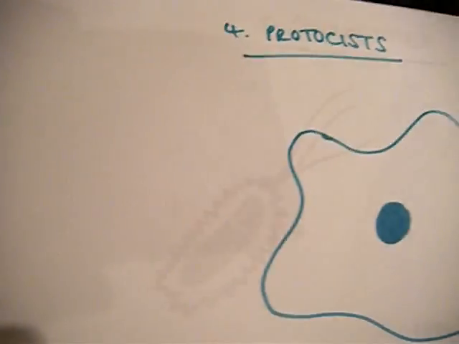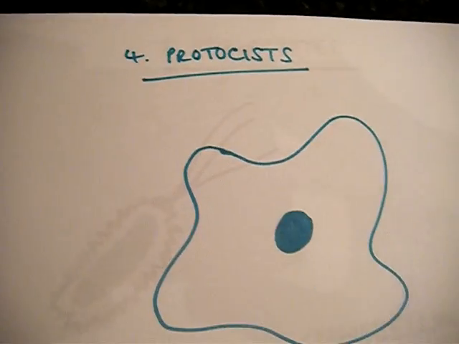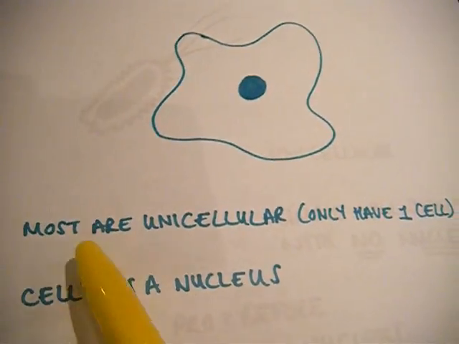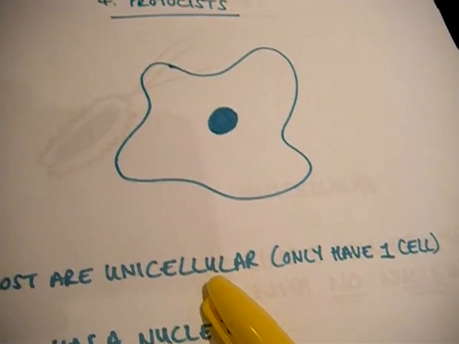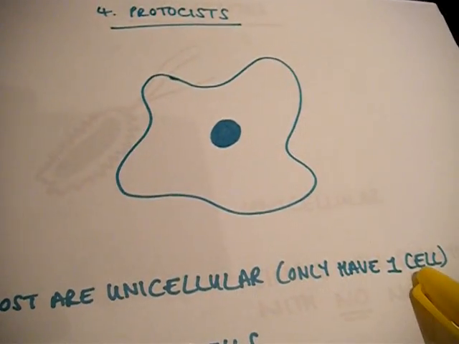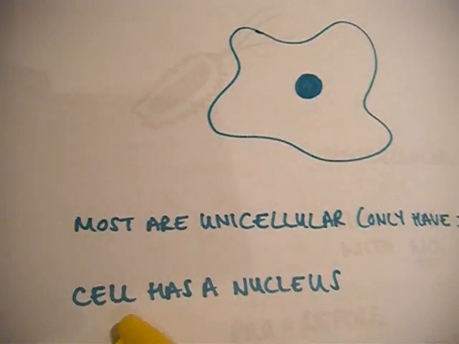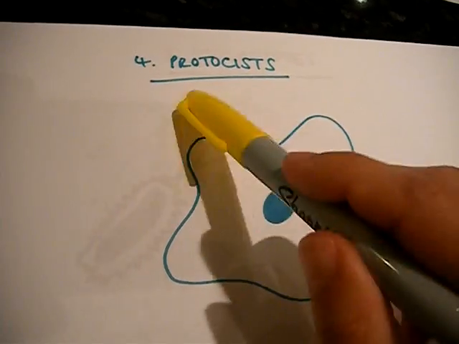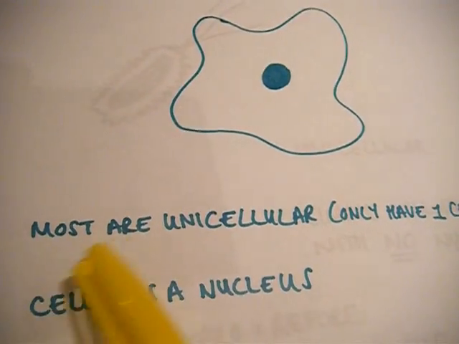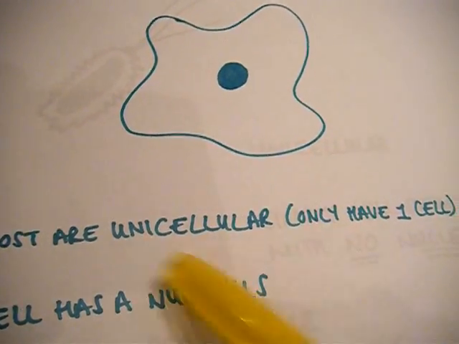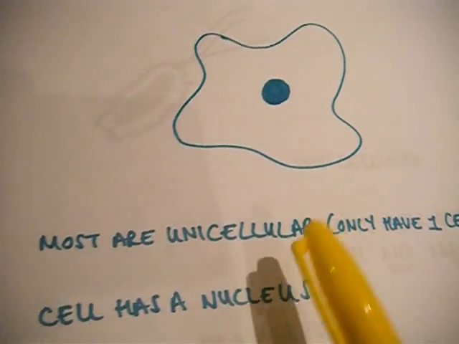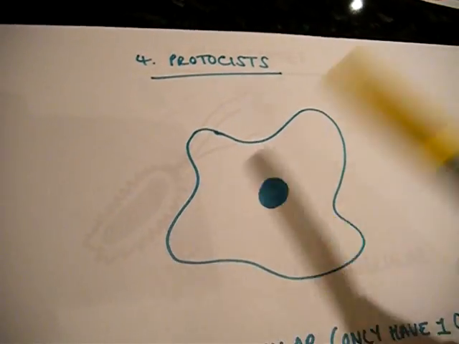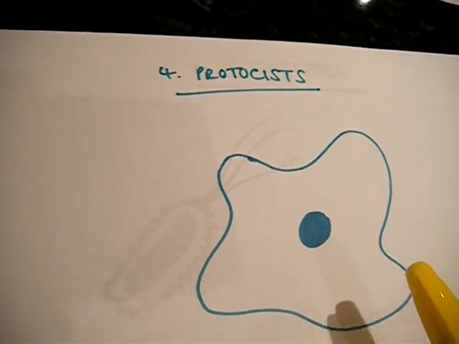Number 4 in the animal kingdom are protocysts. Protocysts, and these are mainly unicellular organisms, which means that they only have one cell. They're only composed of one cell, and the cell has a nucleus. So for something to be a protocyst, it must be unicellular mostly. Some are multicellular, but mainly they're unicellular, and they must have a nucleus like this. So that's number 4, that's protocysts.